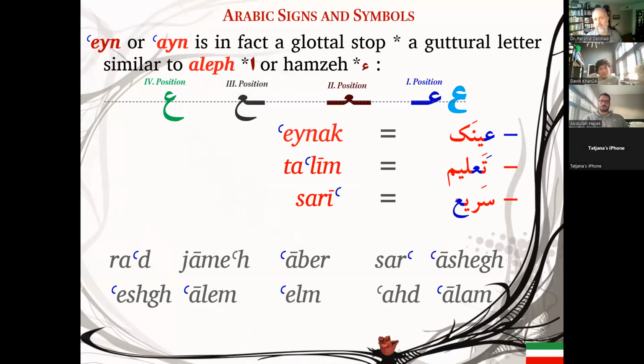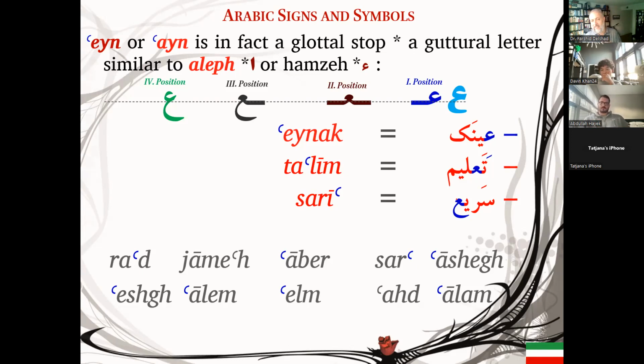There's a middle position of ዐyn, or the second position. You have a final position, and you have an isolated position of the letter ዐyn. And what I did here, I wrote 3 words here: ዐynک, تعلیم, and sarī. The first one means glasses. The second one means learning or teaching, depending on the context. And sarī means fast or rapid.